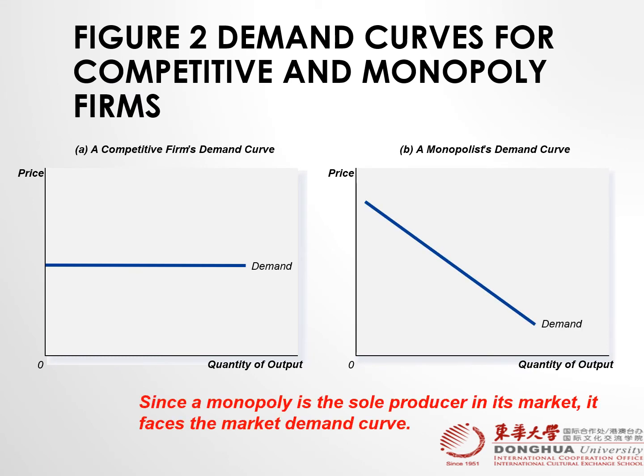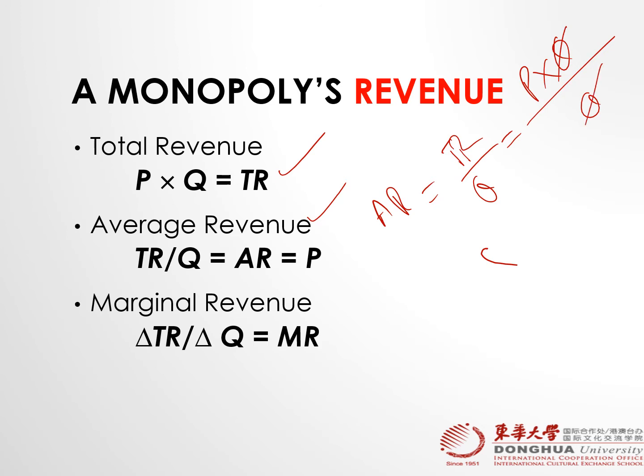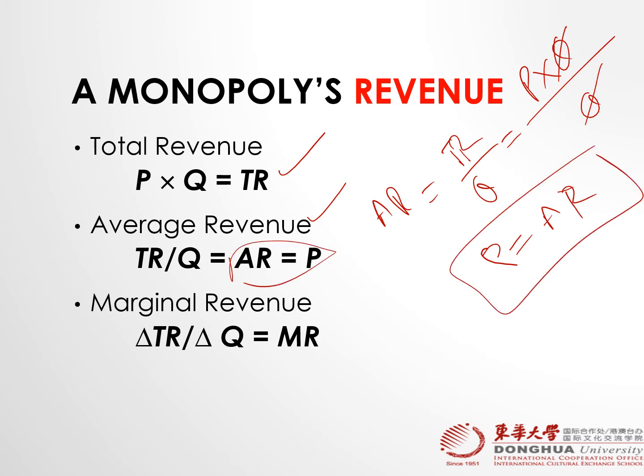Here it is. So the demand curve or price line in a competitive firm is a horizontal straight line, while in a monopoly the demand curve is downward sloping. So let's talk about the monopoly's revenues. Formulas are the same. Total revenue is equal to price times quantity. Average revenue is equal to total revenue divided by quantity. Total revenue is price times quantity, and if we divide it by quantity, quantity cancels. So one property is that even in monopoly, price is always equal to average revenue.